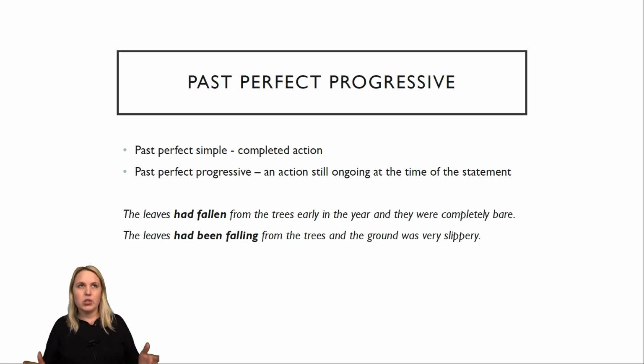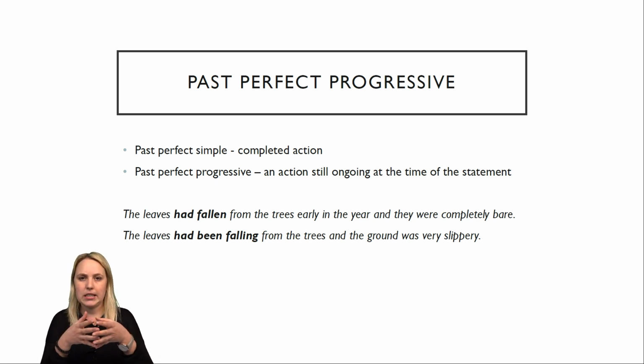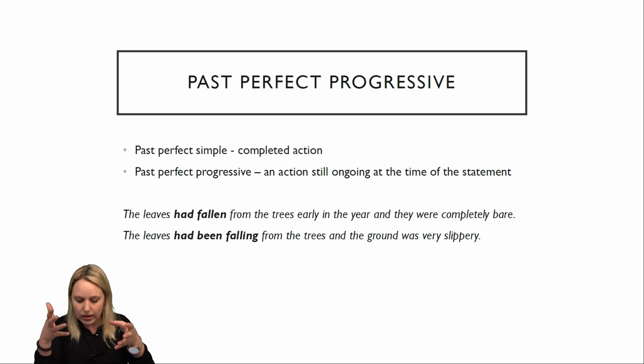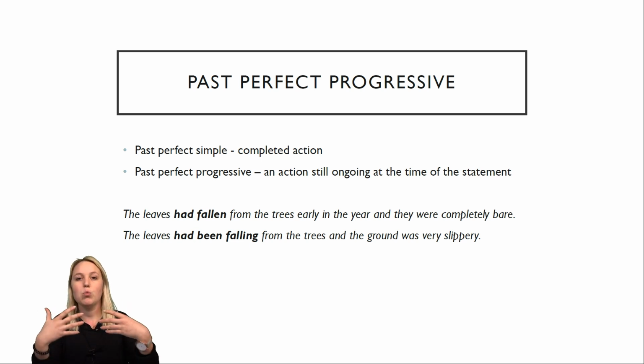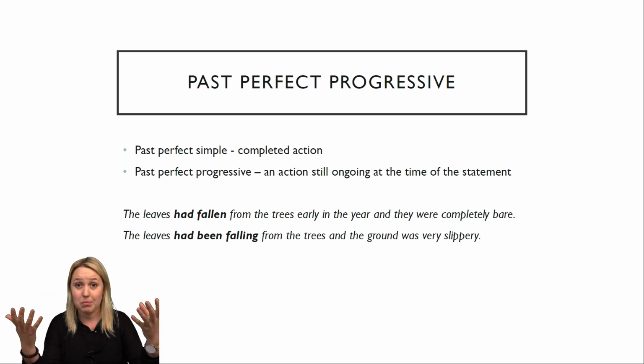So we just have to remember, okay, the past perfect simple is more for completed actions, like the past simple. And the past perfect progressive is to describe an action that is still ongoing at the time you are talking about it, so at the time of the statement.